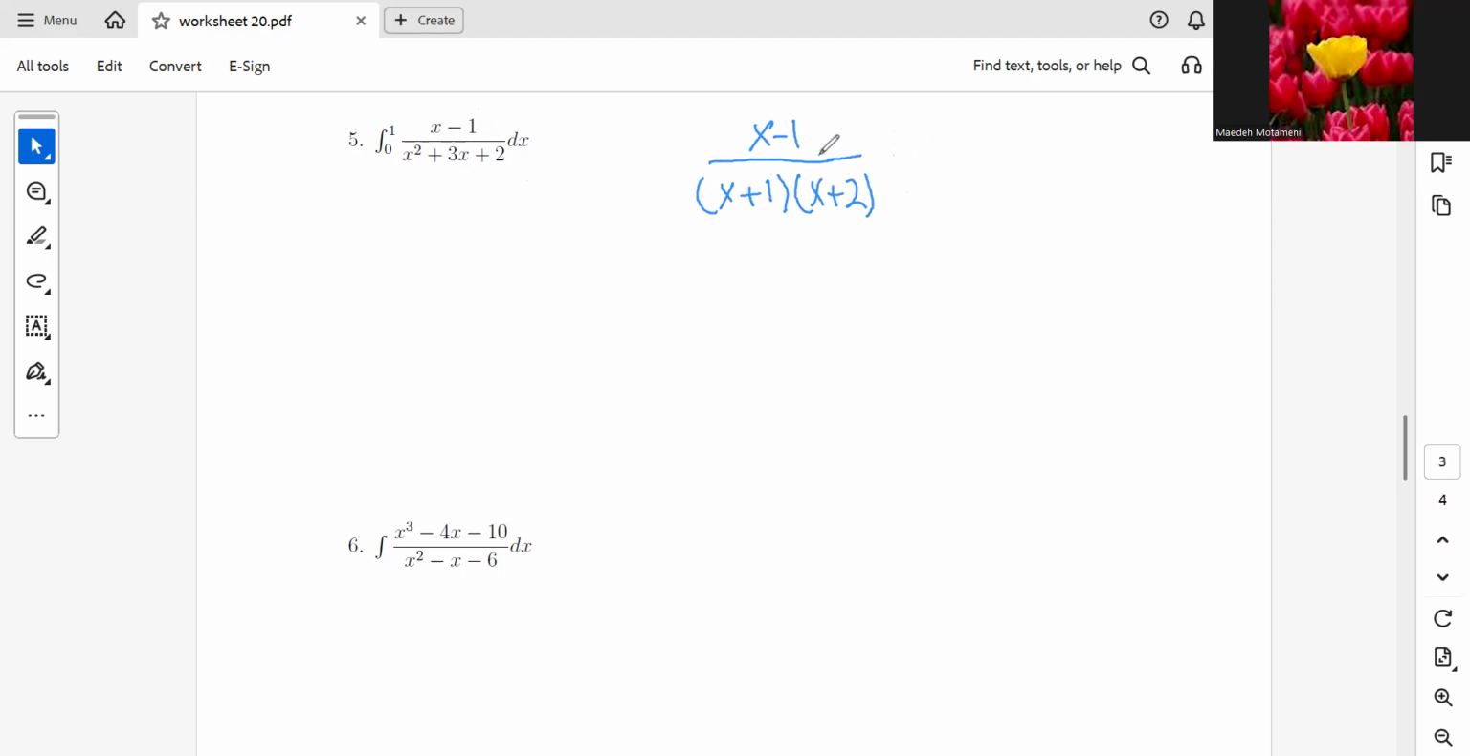So those numbers are 1 and 2, so we have the first fraction with the denominator x plus 1, and the second one with the denominator x plus 2. We set A here, B here, and in order to have this denominator, we're going to multiply the first one, both of them with x plus 2, and these ones x plus 1.